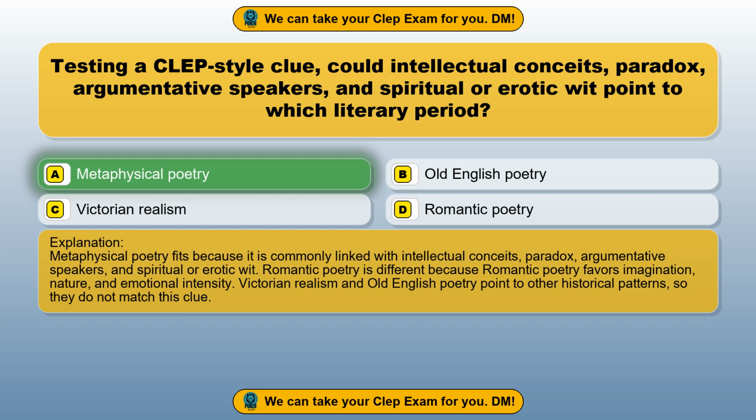Metaphysical poetry fits because it is commonly linked with intellectual conceits, paradox, argumentative speakers, and spiritual or erotic wit. Romantic poetry is different because romantic poetry favors imagination, nature, and emotional intensity. Victorian realism and Old English poetry point to other historical patterns, so they do not match this clue.